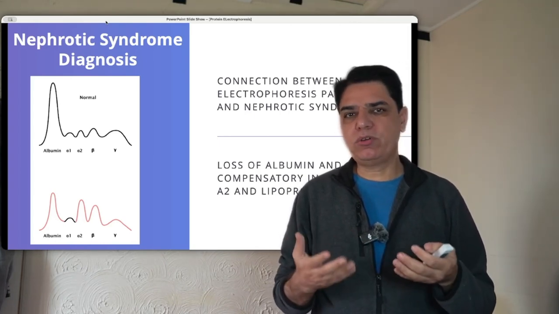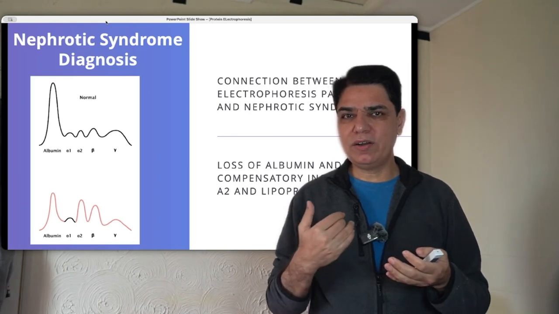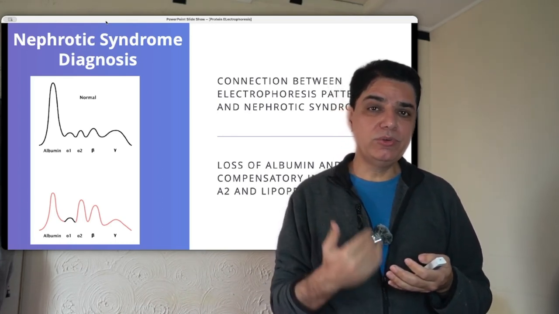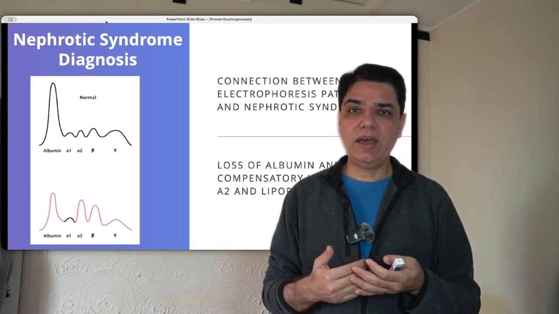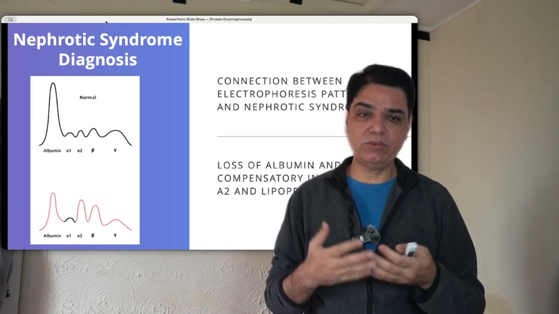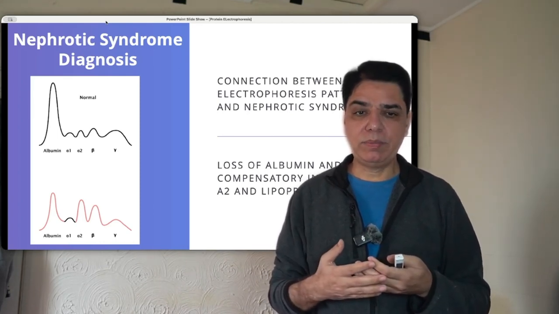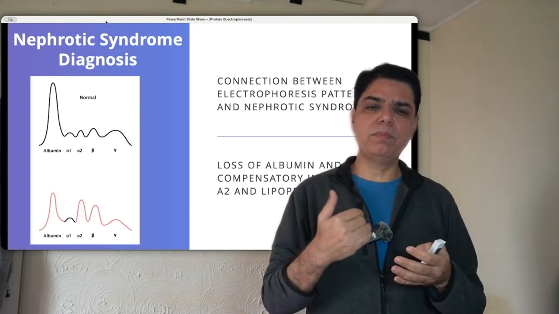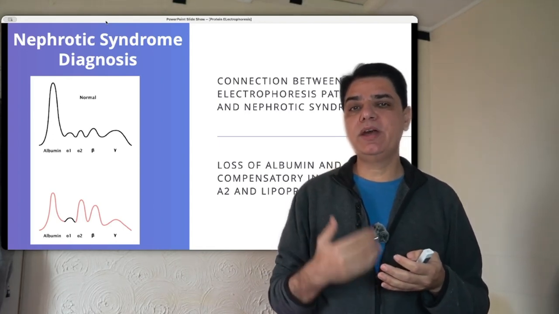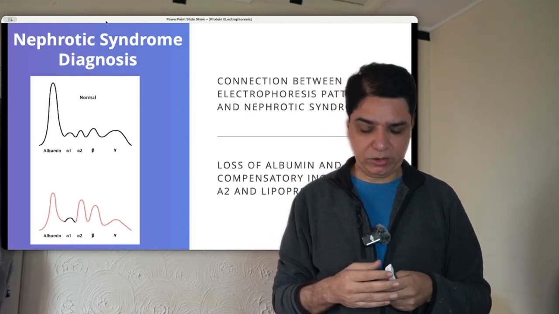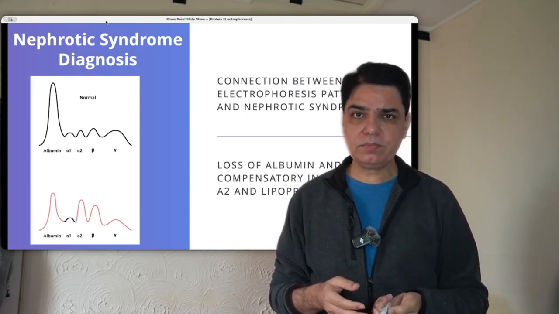And with that, in nephrotic syndrome, you would know that it is not only hypoalbuminemia, but there is nephrotic range proteinuria as well. There is edema, and there is hyperlipidemia as well. And this hyperlipidemia is because of the increase in the lipoproteins. So basically, there is this loss of albumin, which leads to a compensatory increase in the alpha 2 and the beta lipoprotein. That's what you will find in a case of nephrotic syndrome.